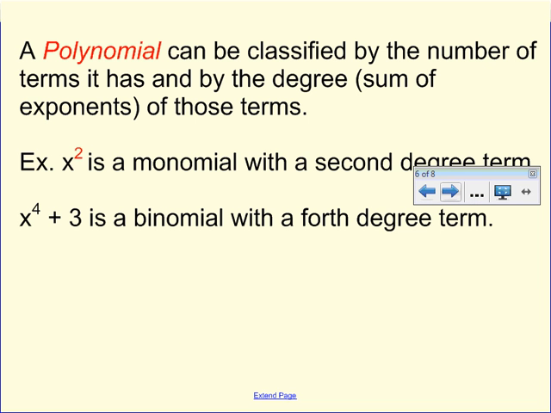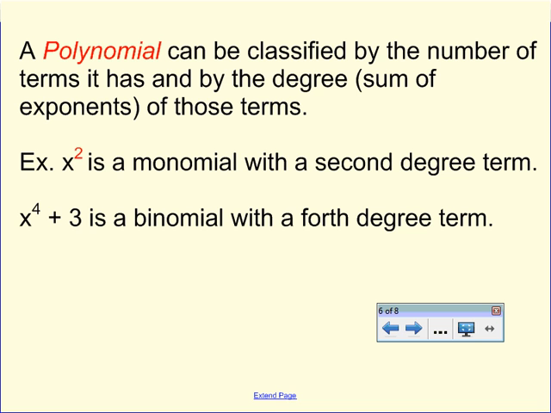Going forward, a polynomial itself can be classified by the number of terms it has and also the degree or sum of the exponents of those terms. So for example, x squared is a monomial, because there's only one of it, with a second degree term, because its exponent is 2. x to the power 4 plus 3 is a binomial, because there's 2 terms, bi means 2, with a 4th degree term because it's x to the power of 4. So we can also classify or communicate our polynomials now in terms of degree and also the number of terms that it has.